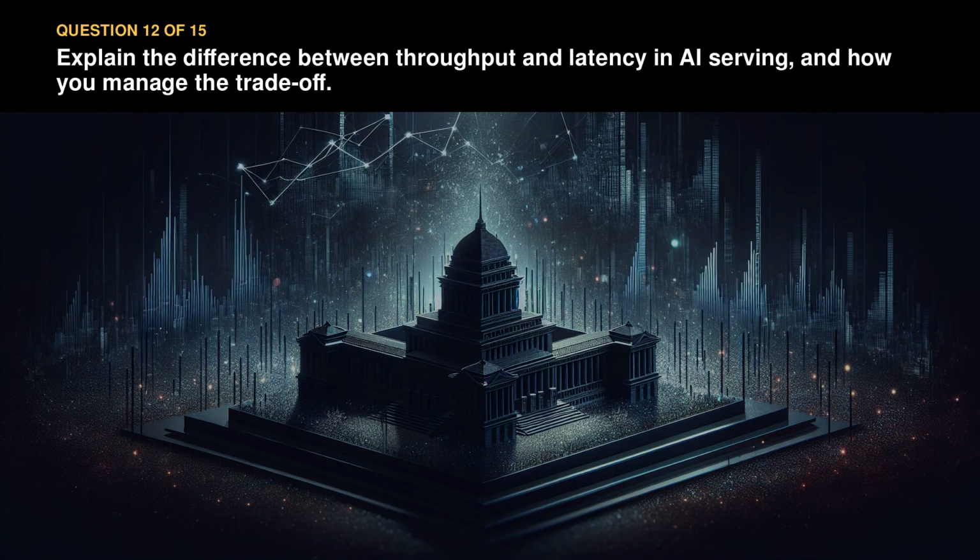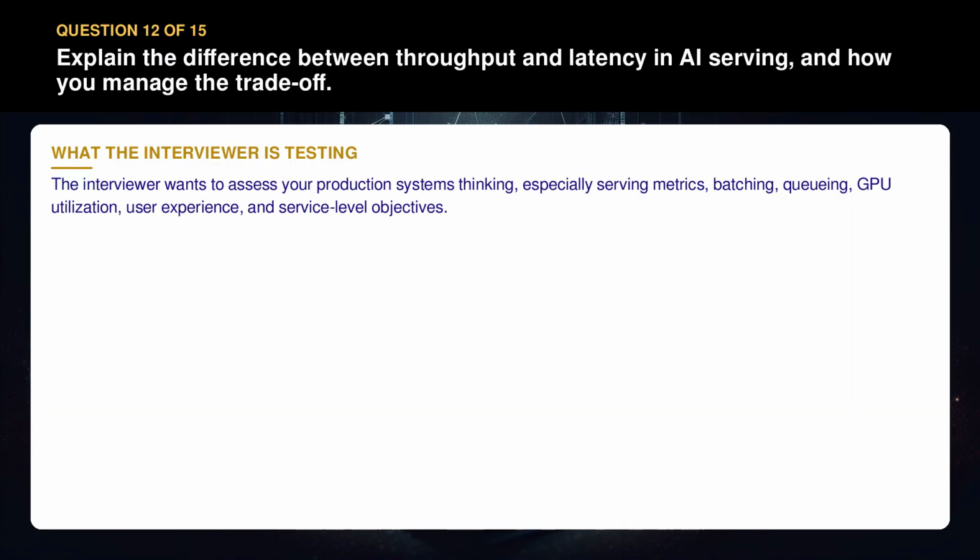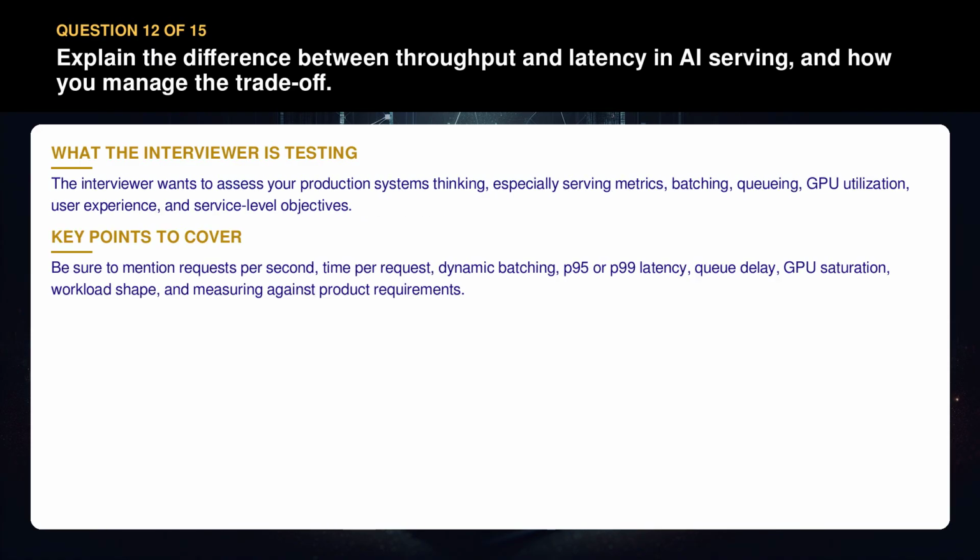Question 12. Explain the difference between throughput and latency in AI serving, and how you manage the trade-off. The interviewer wants to assess your production systems thinking, especially serving metrics, batching, queuing, GPU utilization, user experience, and service-level objectives. Be sure to mention requests per second, time per request, dynamic batching, P95 or P99 latency, queue delay, GPU saturation, workload shape, and measuring against product requirements.